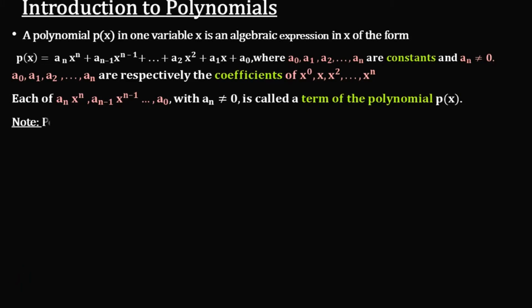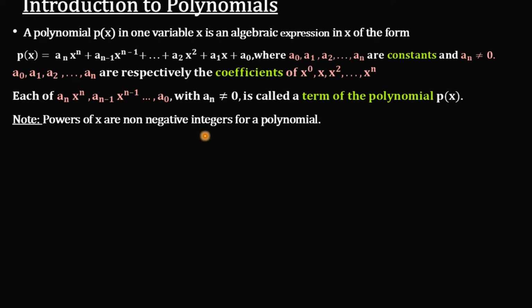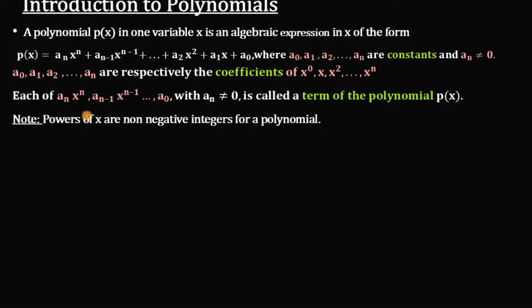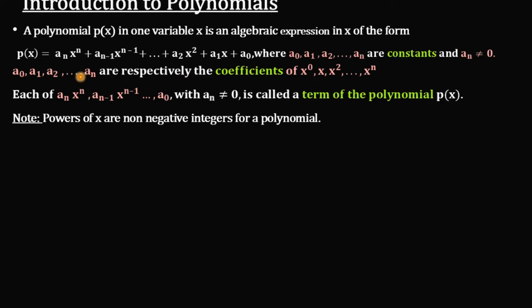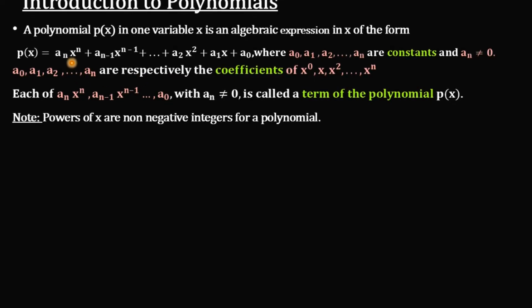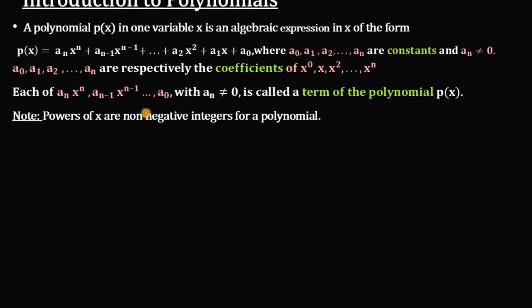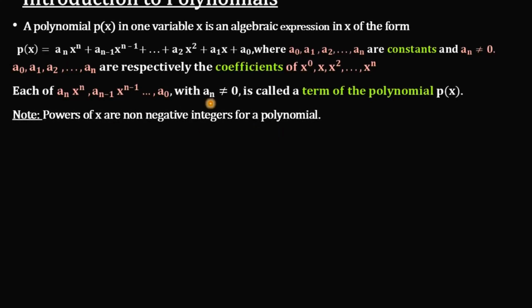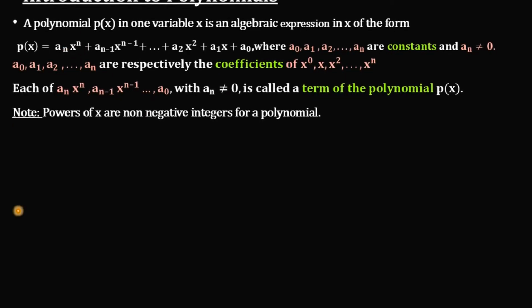Now, what is the degree of a polynomial? Okay, before that, powers of x are non-negative integers for a polynomial. So, you should see whether the powers of x are non-negative integers in order for this expression to become a polynomial. Okay, that is, what do non-negative integers mean? 0, 1, 2, 3, etc. that are non-negative integers. So, the powers of x must be non-negative integers.